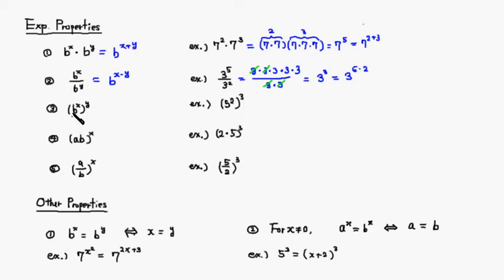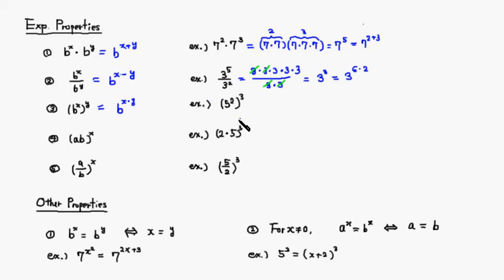So number 3. This one is b to the x, then you raise the whole exponential function to another power. This is going to be equal to b to the x times y. This one looks exactly the same as the last one, but this is a subtraction, x minus y, and this is x times y.